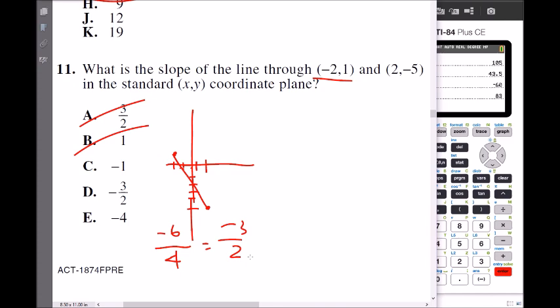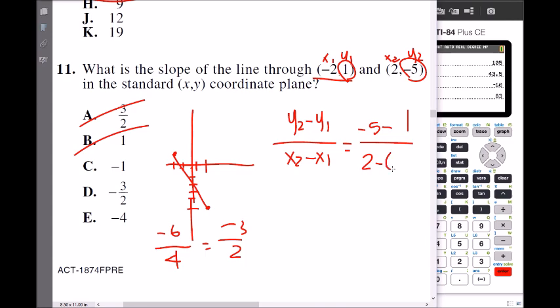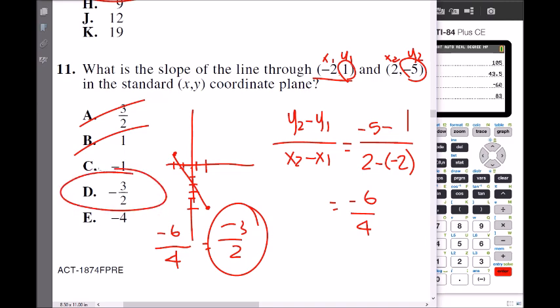What else can you do? You can do y2 minus y1 over x2 minus x1. x1, y1, x2, y2, and plug in the numbers. Negative 5 minus 1 over 2 minus negative 2 is negative 6 over 4, which will give you the same answer. There are multiple ways to do it. Okay.